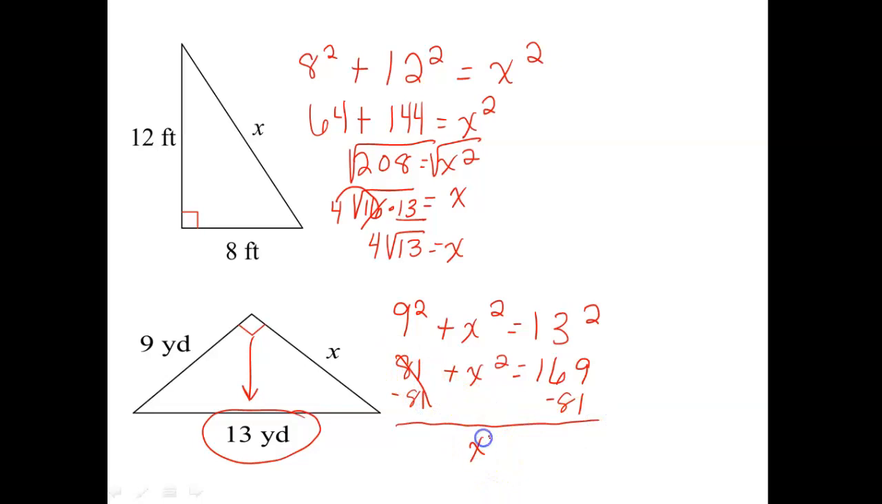So I have x squared equals 169 minus 81, which is 88. So I'm going to have to take the square root of both sides. Again, 88 is not a perfect square, but the largest perfect square that goes into 88 is 4. 4 times 22 is 88. So I take the square root of 4, which is 2, and this is left behind. So my final answer would be x equals 2 root 22.